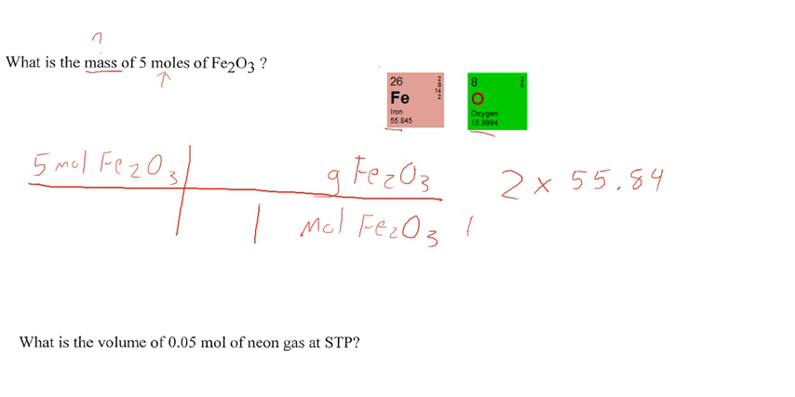I also have 3 oxygen atoms. Each one of these, if we take a look at the digit we want to round to, is followed by a 9, so it's going to round 15.99 up to 16.00. So if I add these 2 up, I will get the mass of iron 3 oxide.